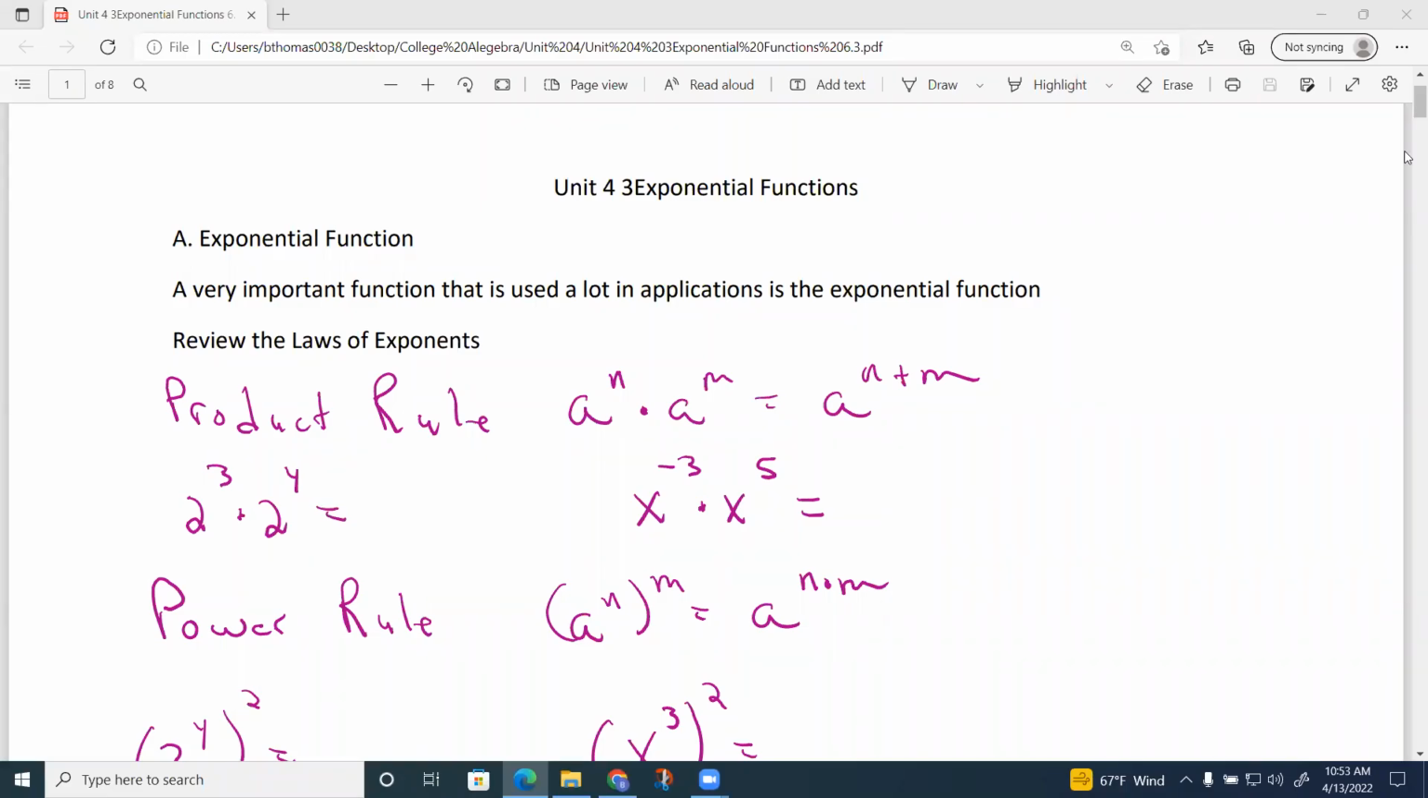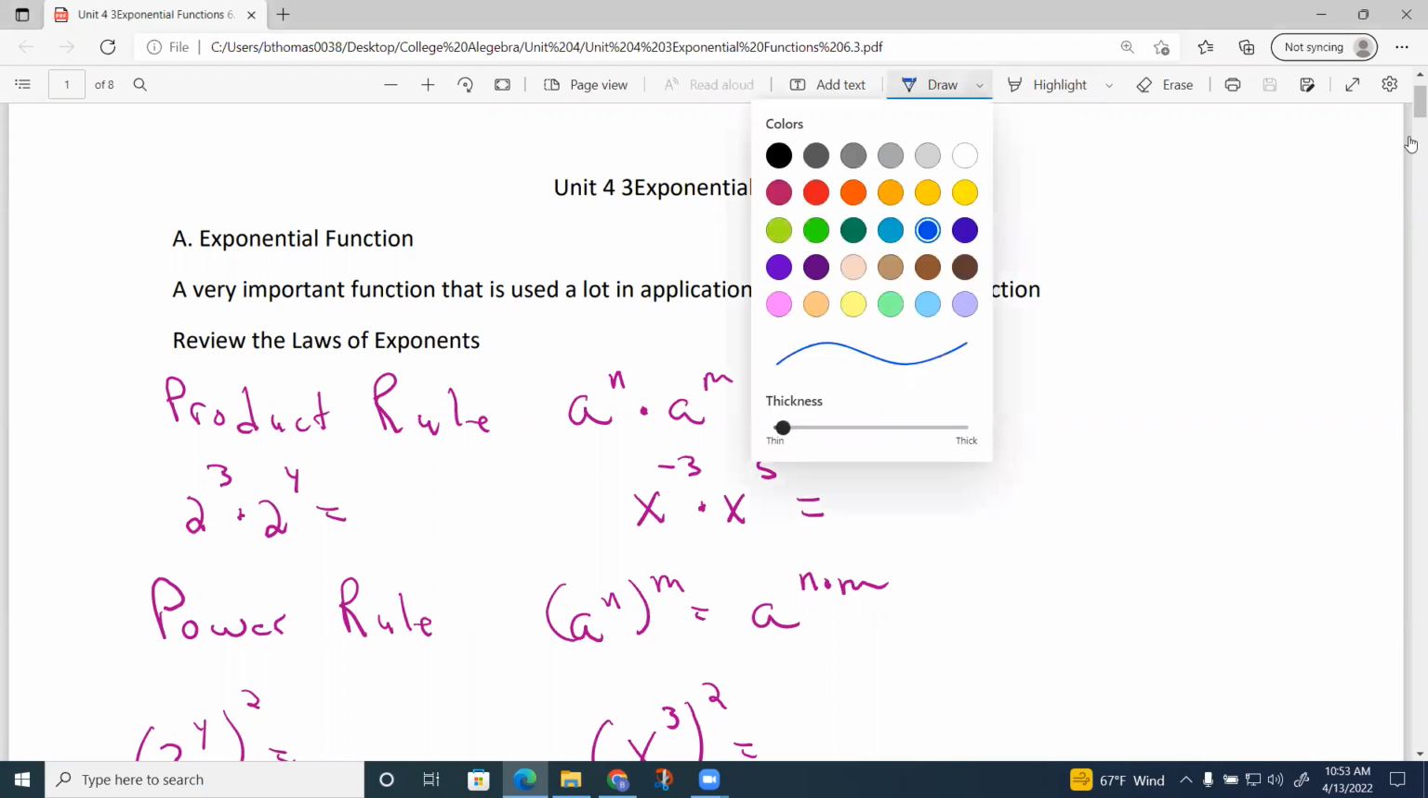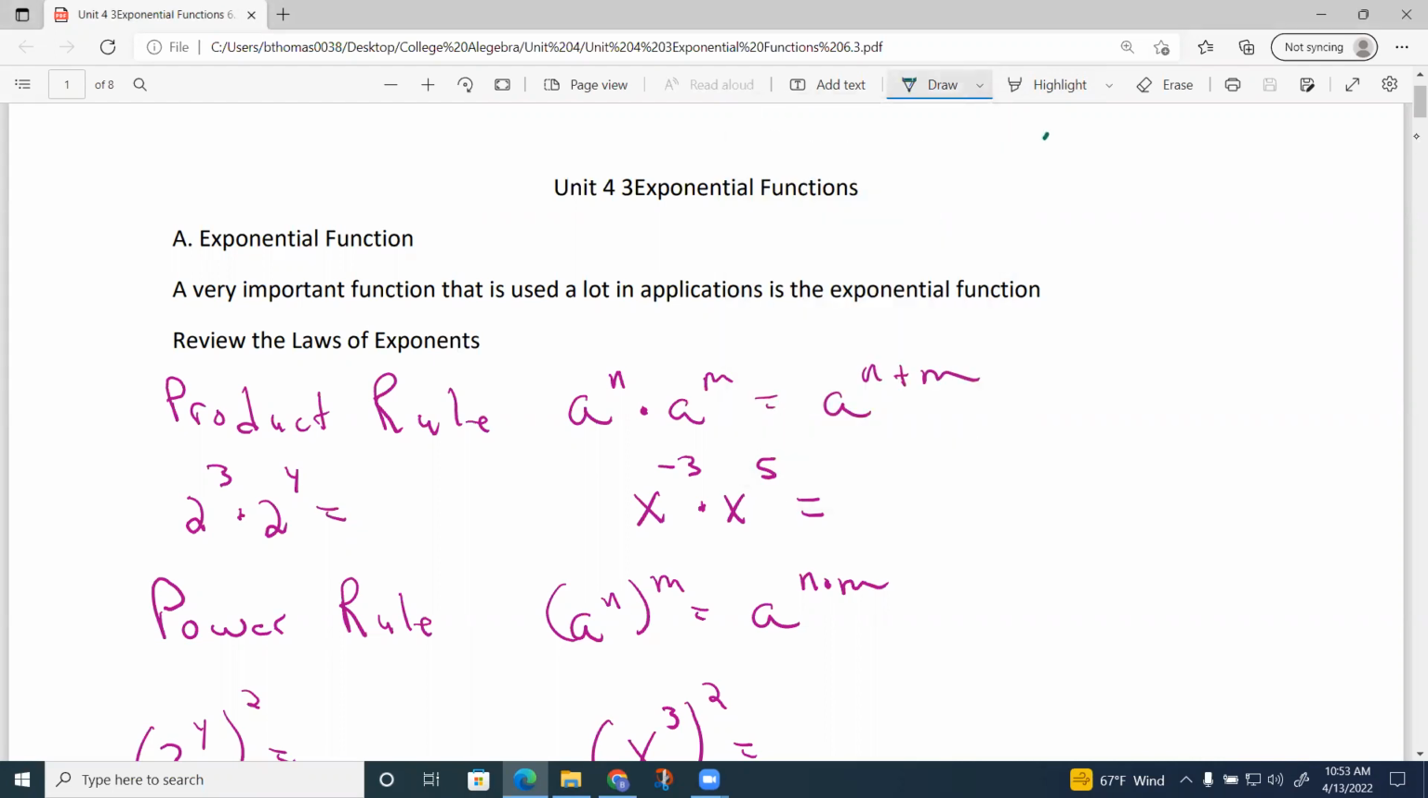So today we're going to work on exponential functions. This will be, I believe, section 6.3. So exponential functions, like I said, this is a really interesting topic. I wish we had more time to explore these, but they're used in a lot of applications in math.